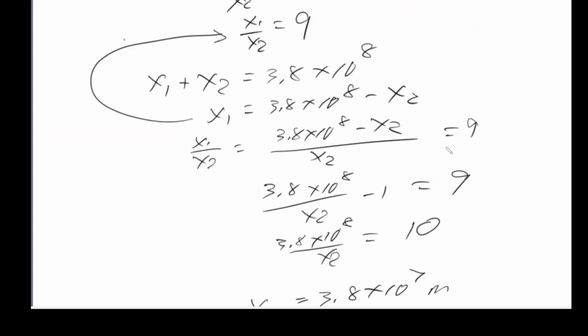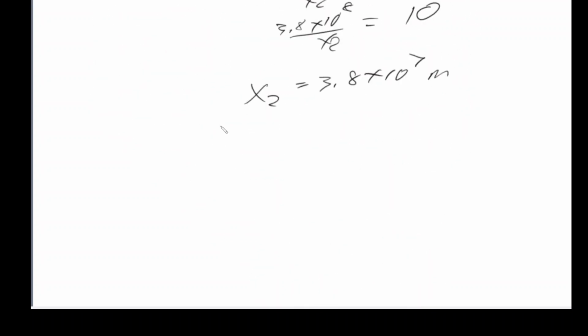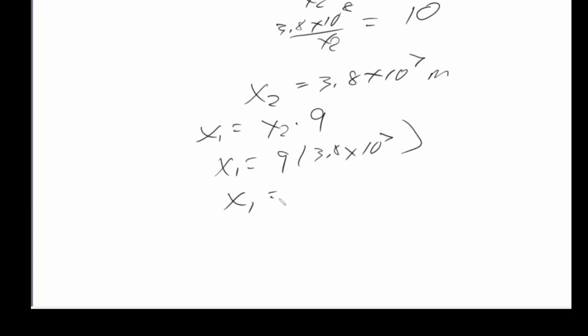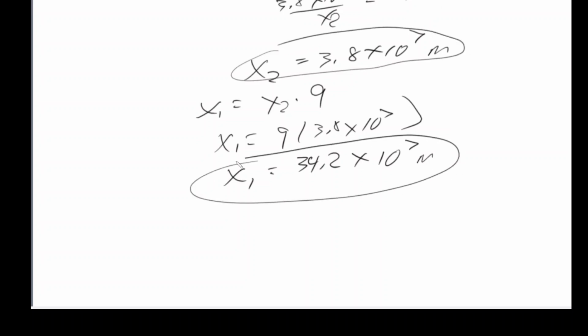And then if we put x2 into this equation, we know x1 is equal to x2 times 9. So x1 is equal to 9 times 3.8 times 10 to the 7th, or x1 is equal to 34.2 times 10 to the 7th. So these are the distances from the Moon and the Earth that will give us zero gravity.